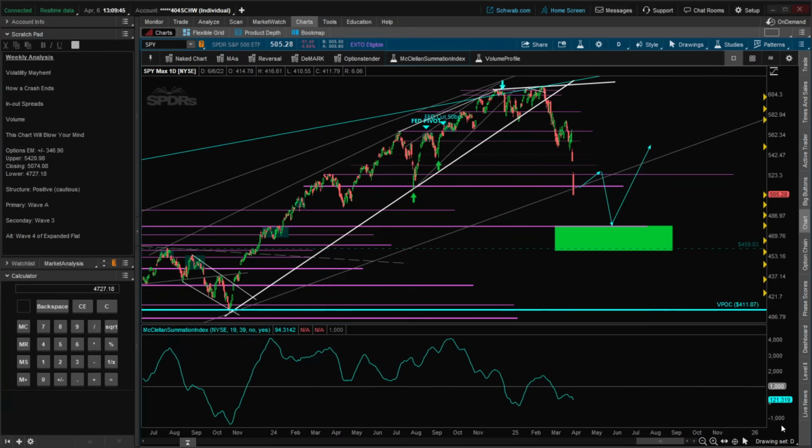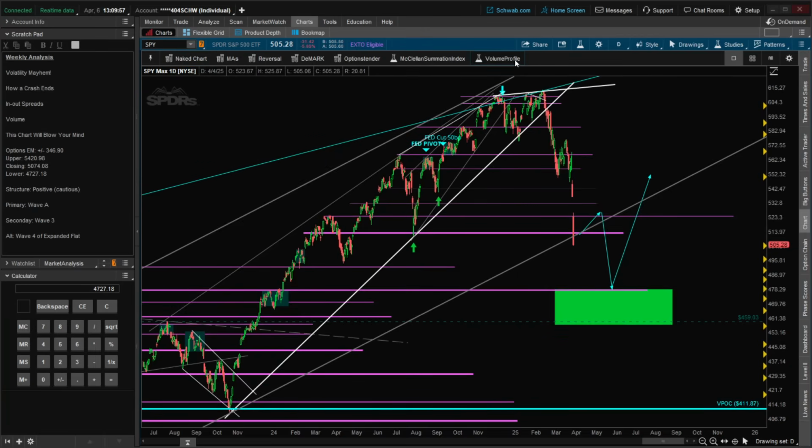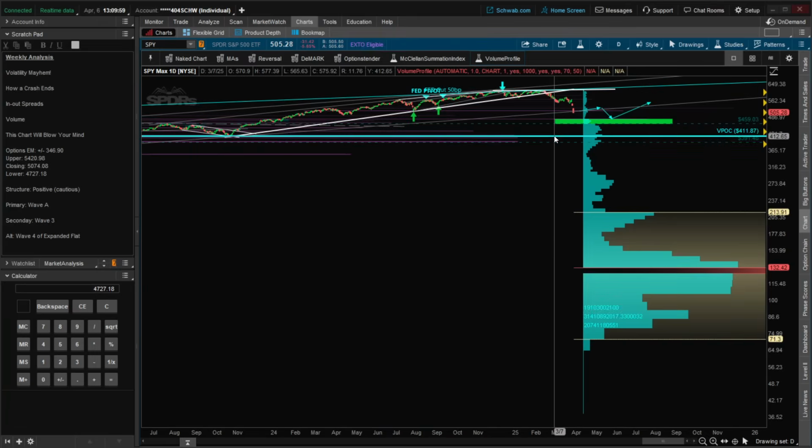Here's the summation index, and I'll leave that. I like it. Sorry, I'm bouncing around, but I don't want to show that yet. I want to show that on SPX because I have it marked up where it's bullish and bearish, and you can see things much better from a visual aspect.